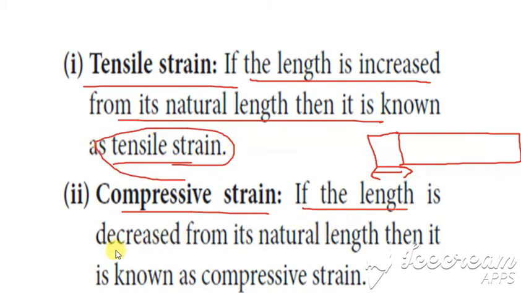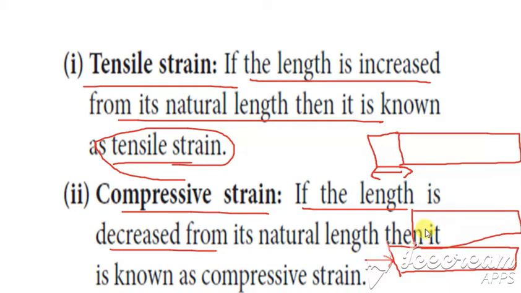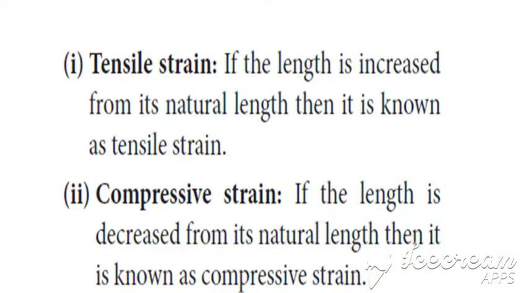And the next one is if the length is decreased. So if this is the original length, after giving the force, if this is the length, then that is called a compressive strain. If the length is increased, that is called a tensile strain. If the length is decreased, that is called a compressive strain. So clear with the types of longitudinal strain, that is tensile and compressive.